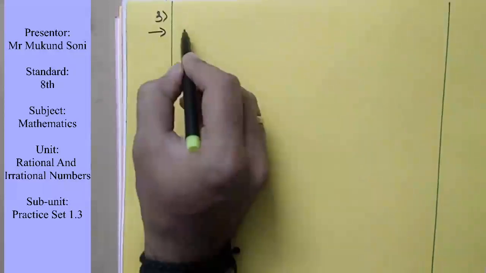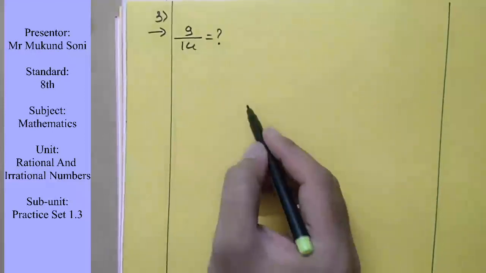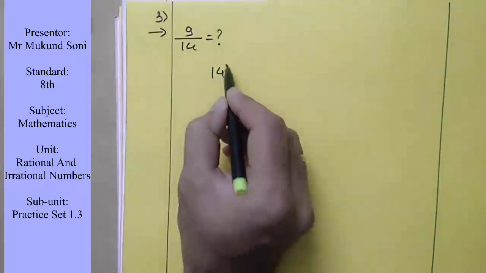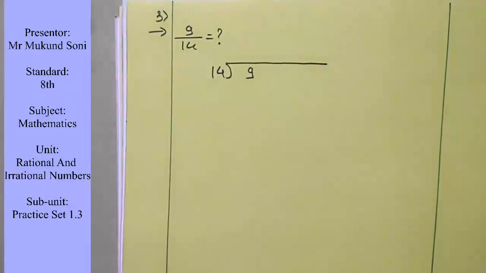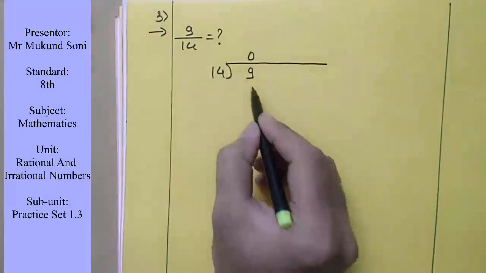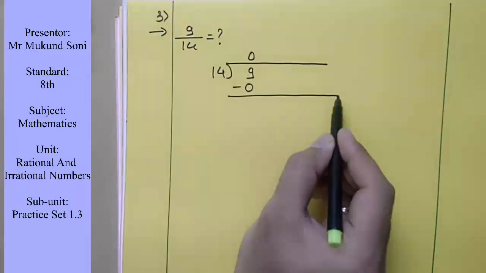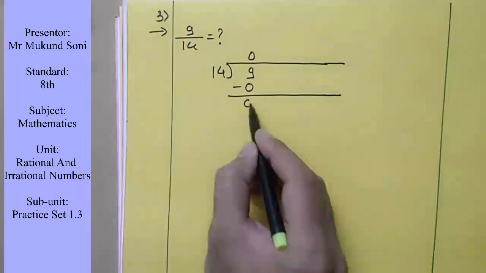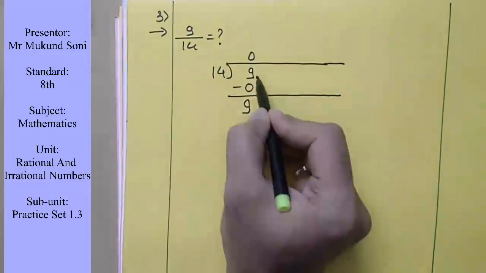The question is 9 upon 14 is equals to how much? Now 14 is the divisor, 9 is the dividend. As we know, 9 is smaller than 14, so I will put 0 in the quotient. 0 will get subtracted from 9 and your answer will be 9 itself.